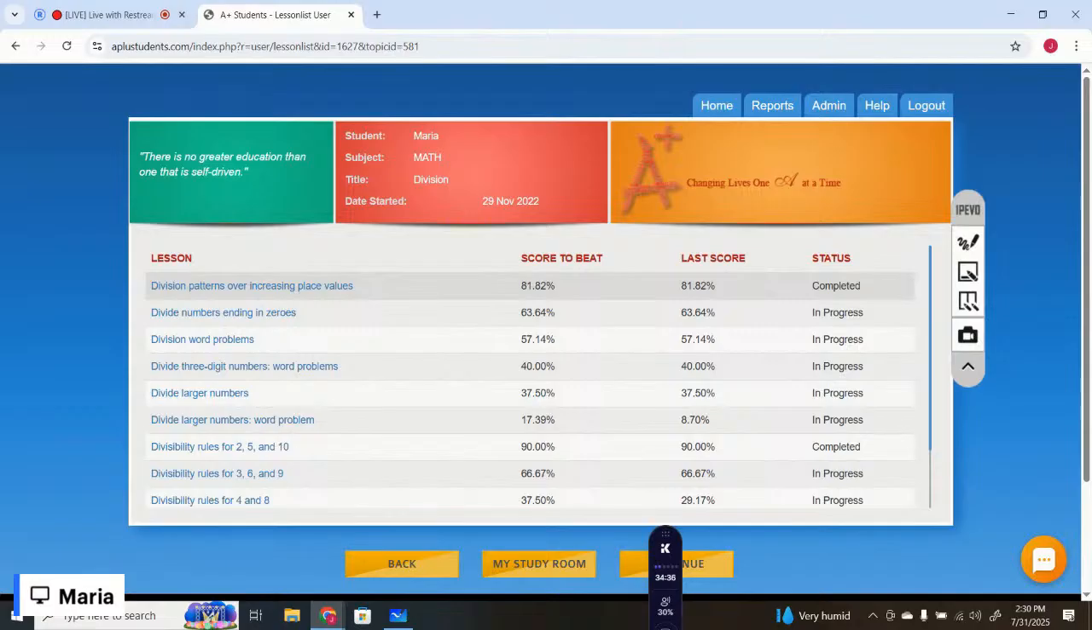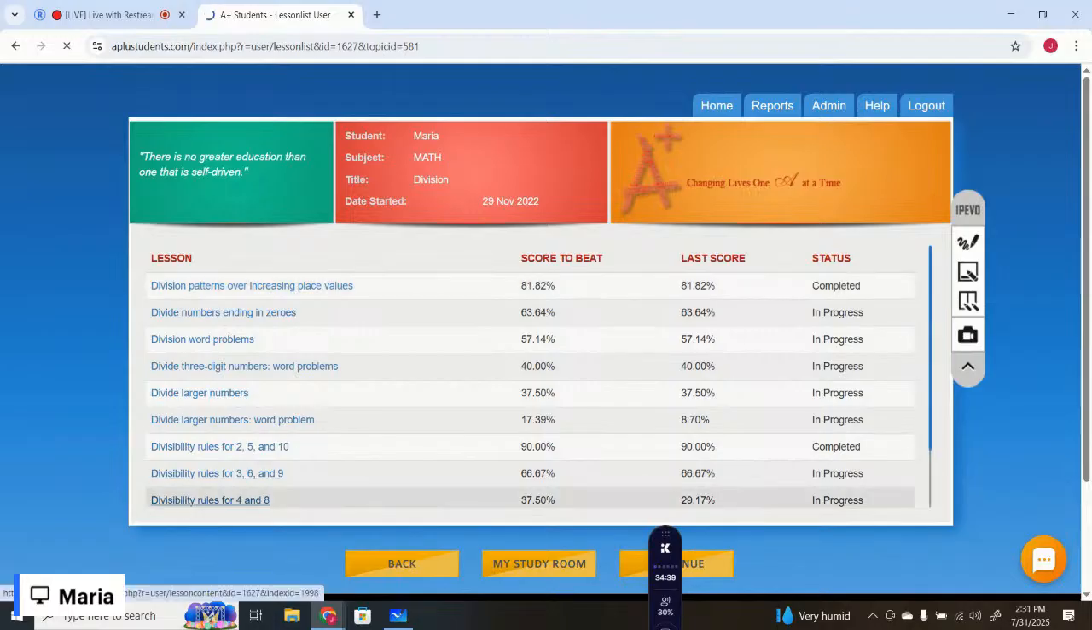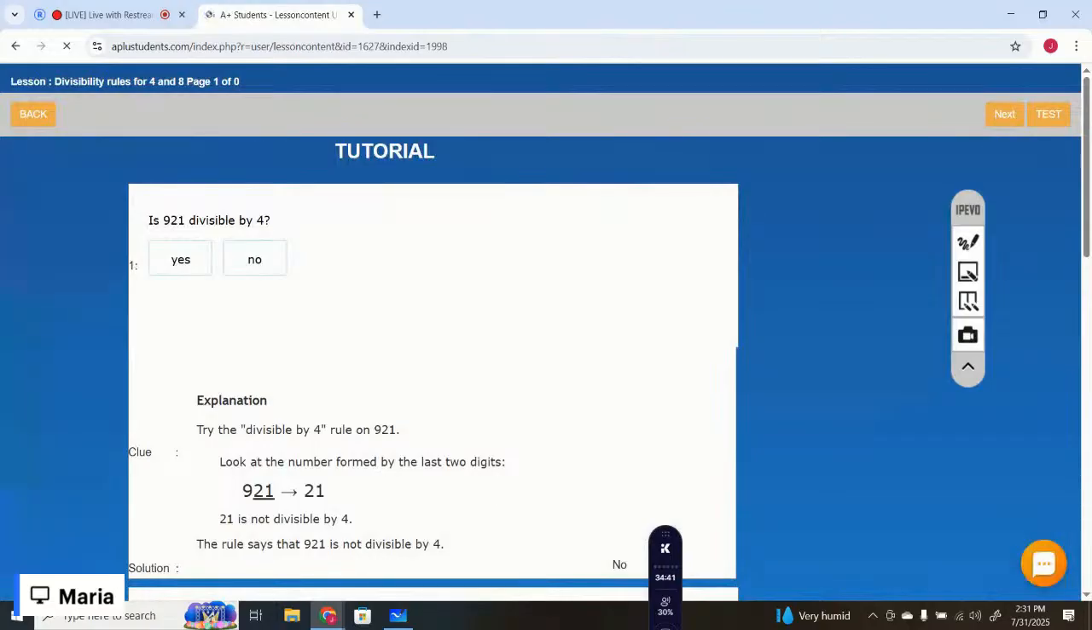The next lesson is the divisibility rule for 4 and 8. Is 921 divisible by 4? So the divisibility rule for 4 is the last two digits must be divisible by 4. So here the last two digits are 21. 21 is not divisible by 4, so that means 921 is not divisible by 4.